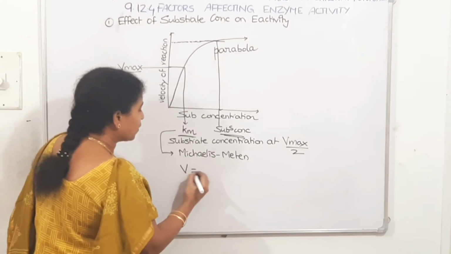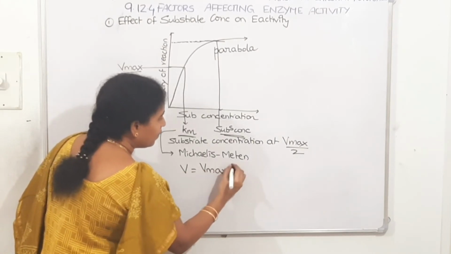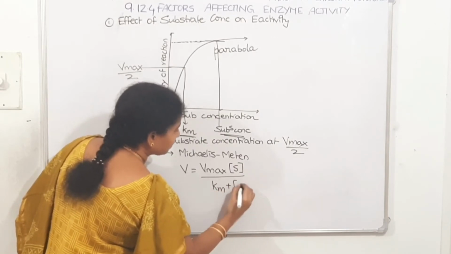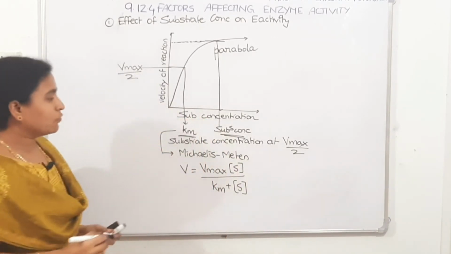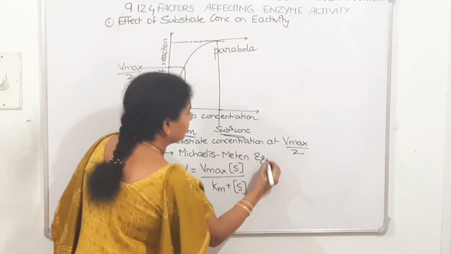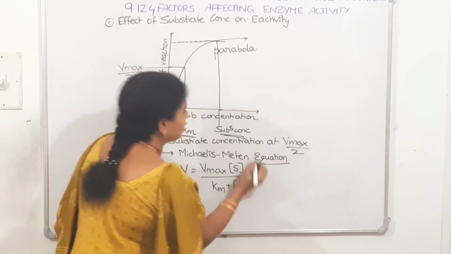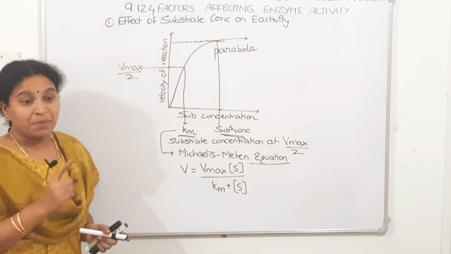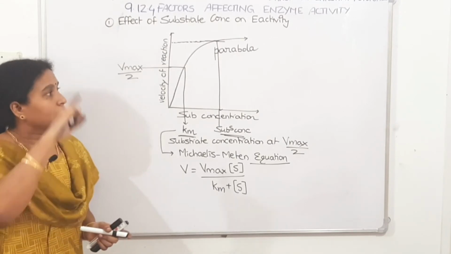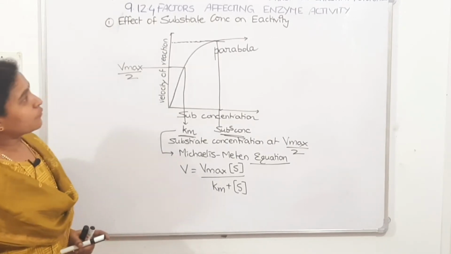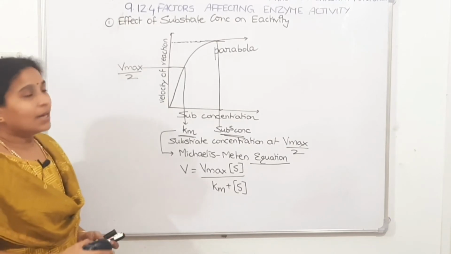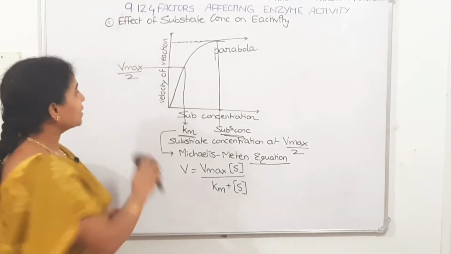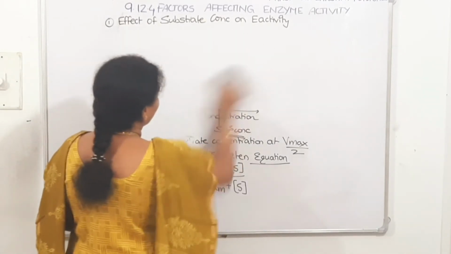The equation goes like V is equal to Vmax into S by Km plus S. This is the equation which you call the Michaelis-Menten equation, the kinetics of enzymatic activity. So this is the effect of substrate concentration, which gives a parabola. pH and temperature give a bell-shaped graph, right? The last factor which affects enzymatic activity is the effect of modulators or inhibitors, other substances, on enzymatic activity. That's our fourth talk.